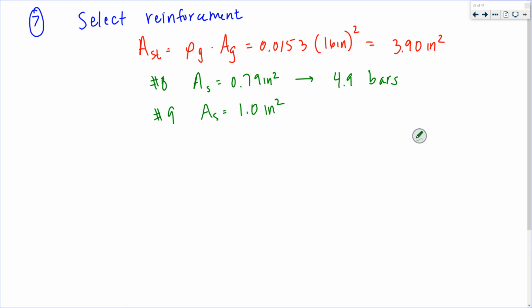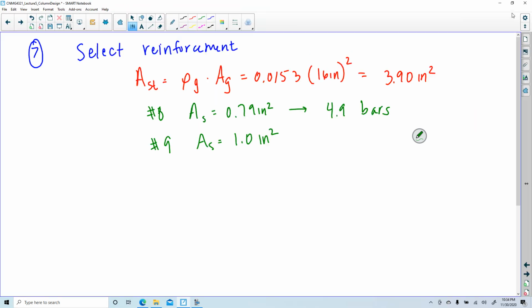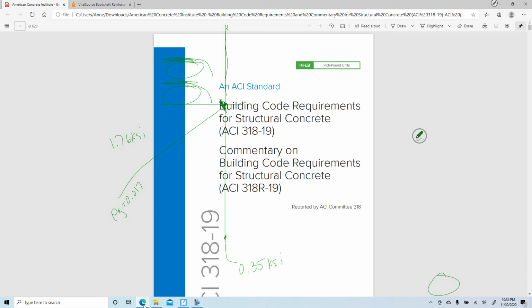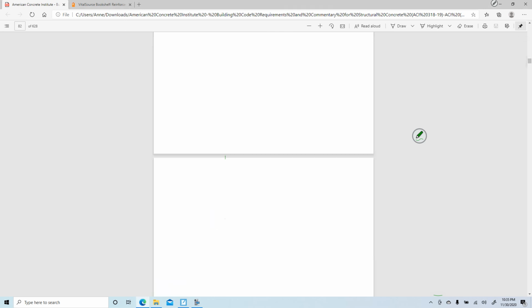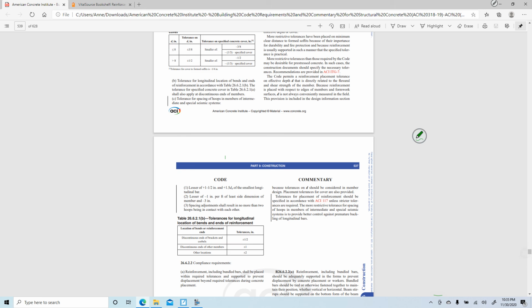And make sure when you're using these areas of steel, use the values in the back of the book. Quite a few people did not do that. Do not calculate them based off of the diameters, because that is not the way. This is the way.